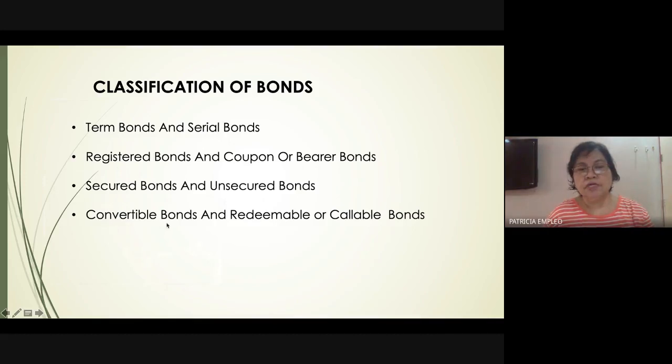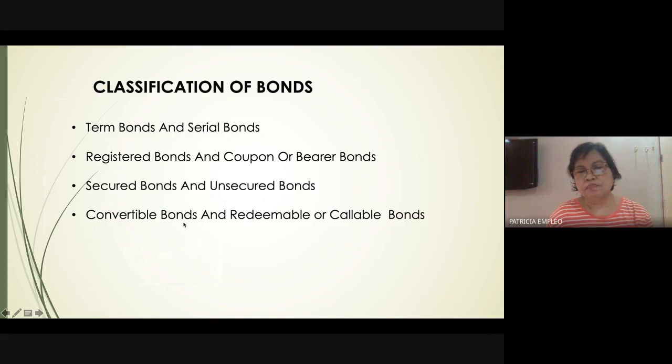We also have convertible bonds and redeemable, otherwise known as callable, bonds. Convertible bonds are those bonds which may be exchanged by the bondholders for other financial instruments issued by the issuing corporation. Generally, convertible bonds may be exchanged for ordinary shares of the issuing corporation, and the option rests on the bondholders. So the option to convert the bonds is given to the bondholders.